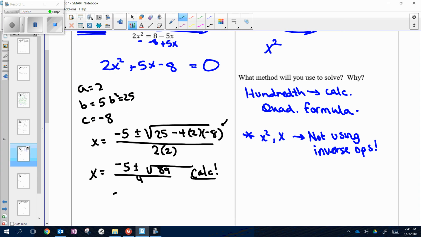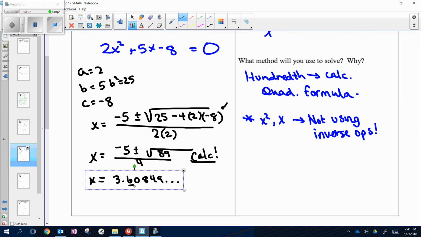3.60849, dot dot dot, an irrational number. So I put the dot dot dot to the nearest hundredth. That's right there, and the 8 makes that go up. 3.61. I got to go back because there was a plus or minus.